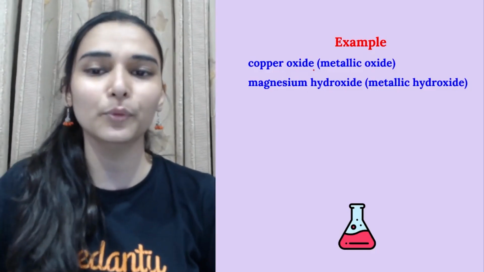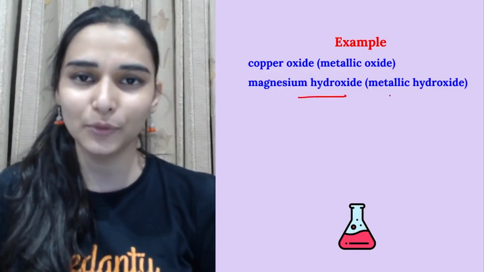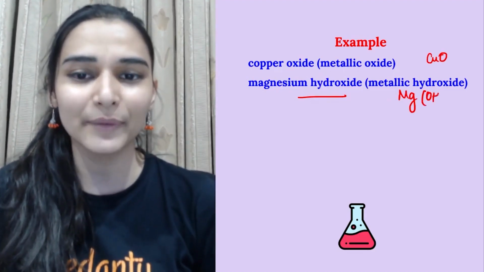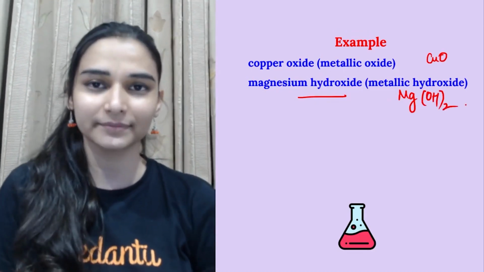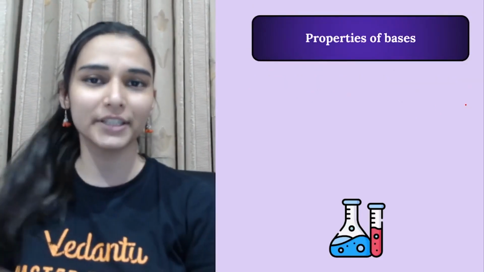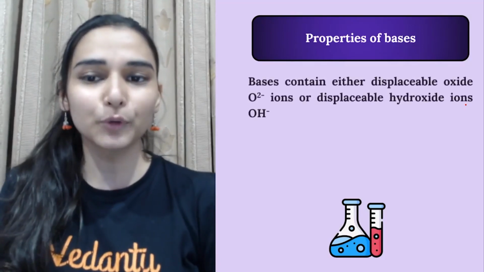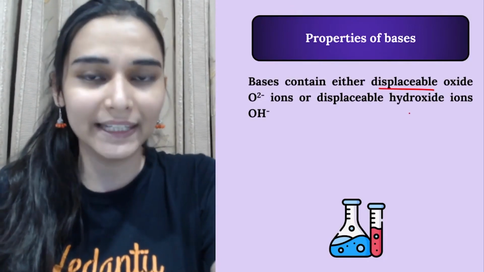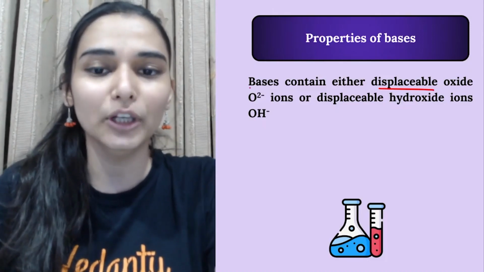Example, I have told you magnesium hydroxide again is a base. Copper oxide, you can take the example, this is milk of magnesia, magnesium hydroxide. Aqueous solution is going to give you OH ions in water. So summing up the properties, I can also say that bases contain either displaceable or replaceable oxide ions.